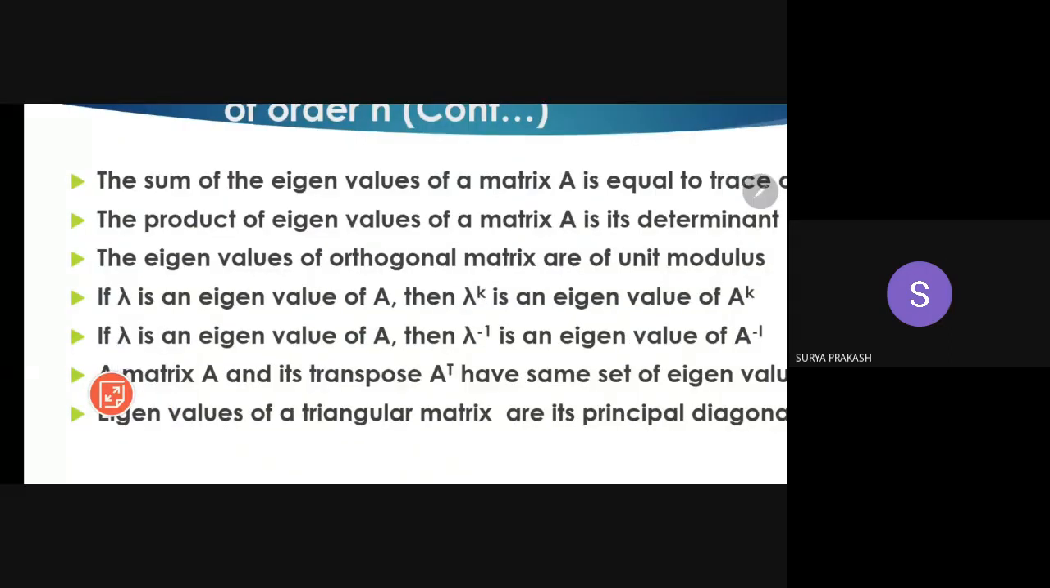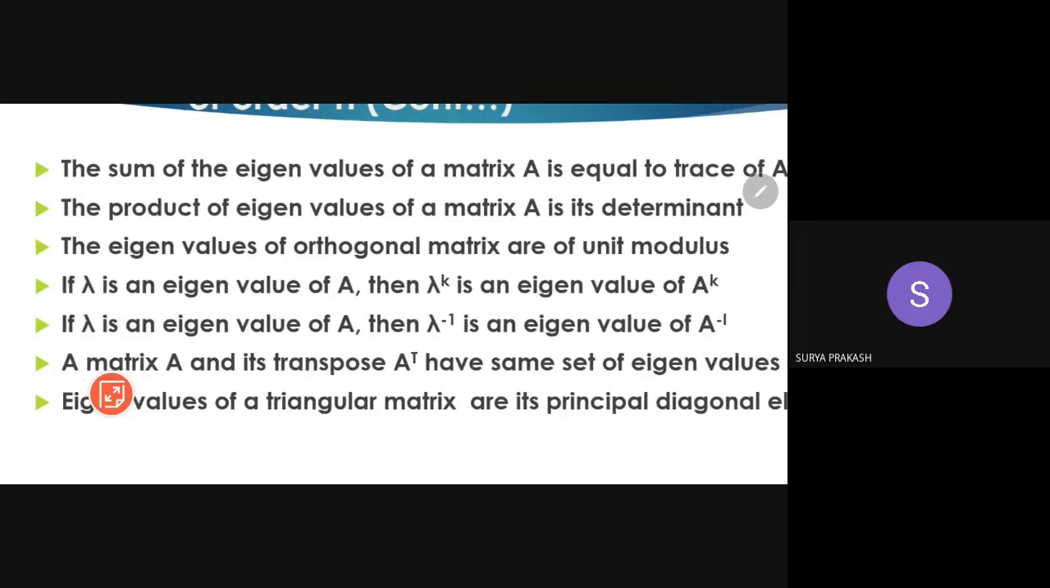Somewhere else I talked about eigenvalues. Yeah, right. Look at the fourth one. If lambda is an eigenvalue of A, then lambda power k is an eigenvalue of A power k. Good. I am giving a hint: you make use of the fourth one. Can we make use of the fourth one?